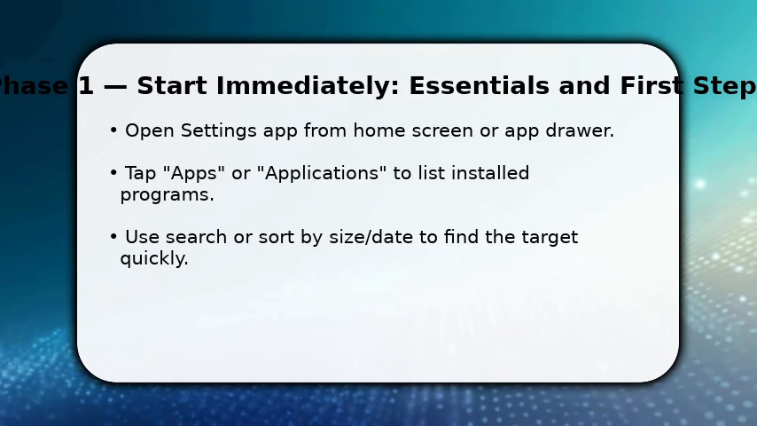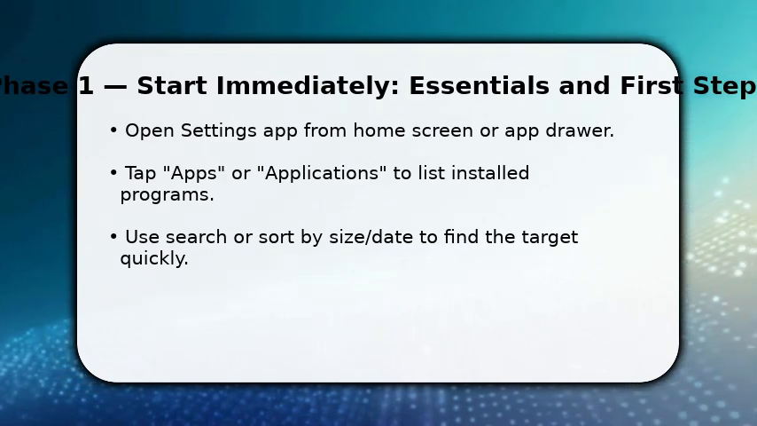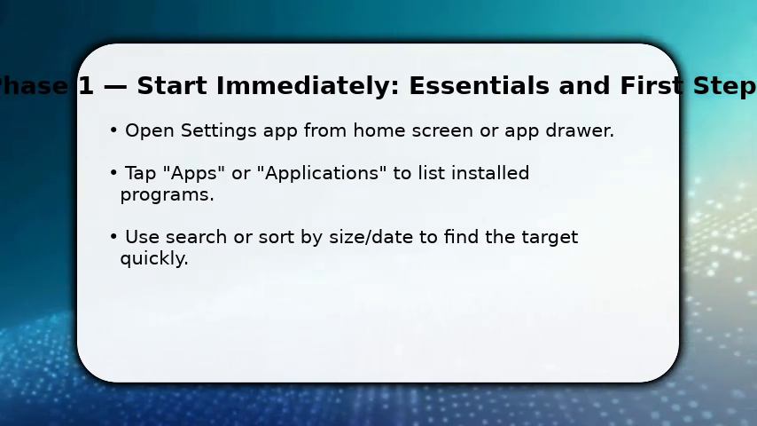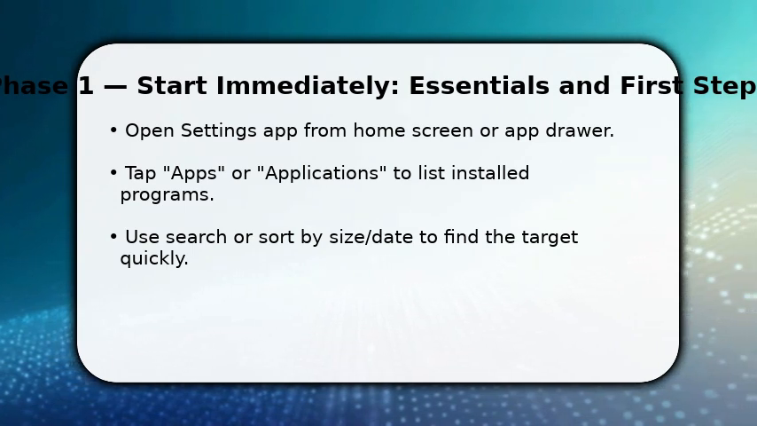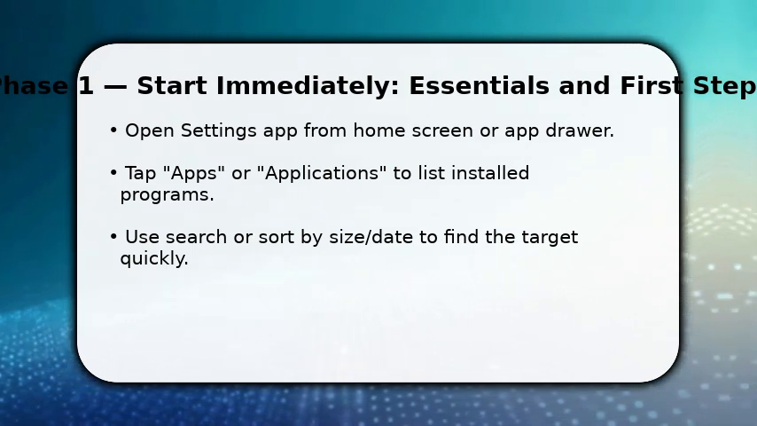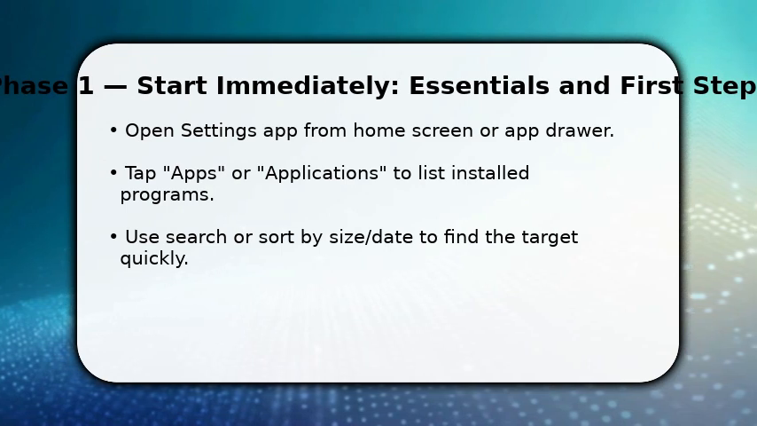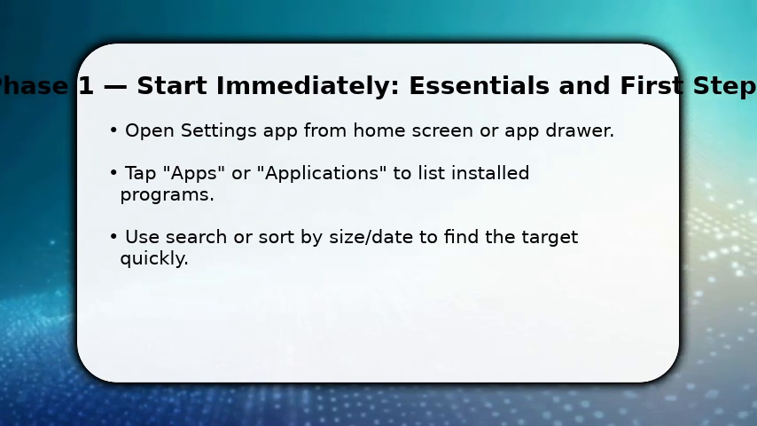You start in Settings because it gives full control. Open it now and head to Apps or Applications. Once there, you see the full list. Use Search or Sort by size or date to find the app faster. Tap the app entry to open its detail page.